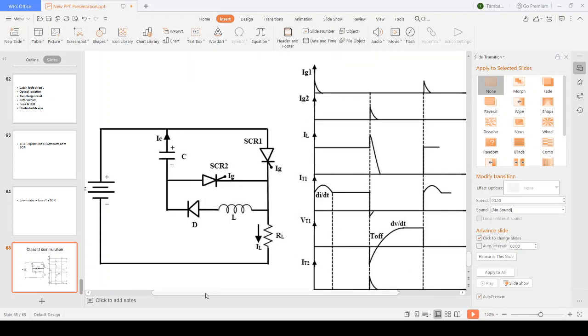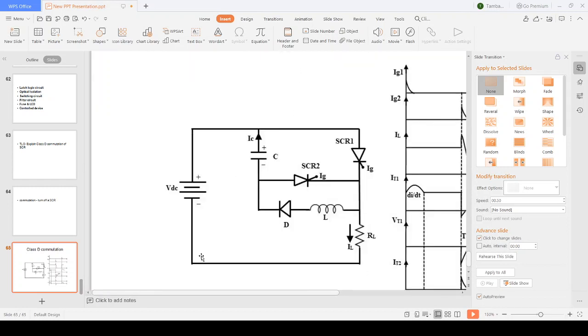Now as you can observe in this diagrammatic representation, Class D commutation circuit. Circuit means it is interconnection of different components. So please observe this circuit carefully. In this circuit you will observe that it consists of DC voltage supply, capacitor C, SCR1, SCR2, D stands for diode, L is inductor and RL is load. These are the components of this circuit.